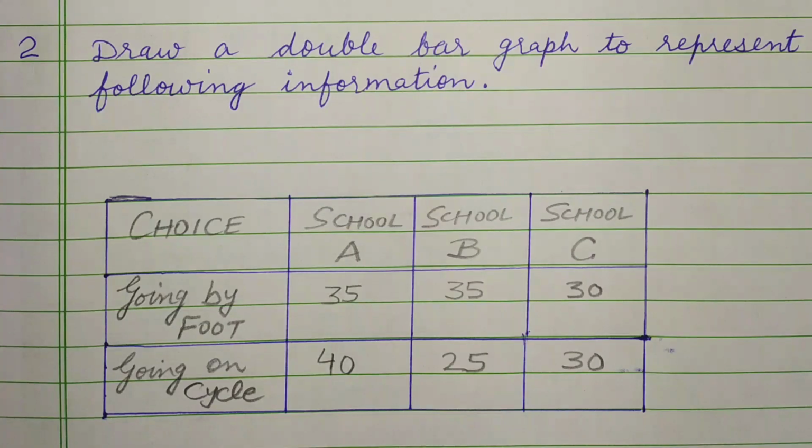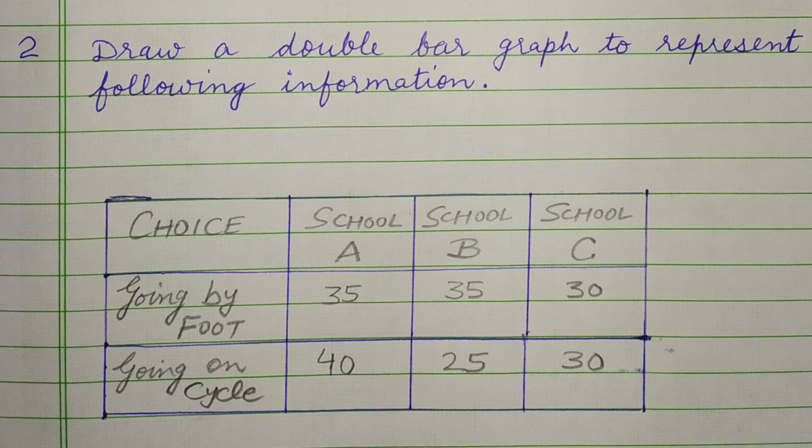Let us do the sum of the double bar graph now. In the given question, we have 3 schools, school A, school B and school C, where the students have some choices: to go to school by foot, meaning walking to school, or to go to school by bicycle. Here we have to compare two choices, going to school by foot or going to school by bicycle. So the comparison will be drawn in the form of a double bar graph. Let us solve this bar graph sum.